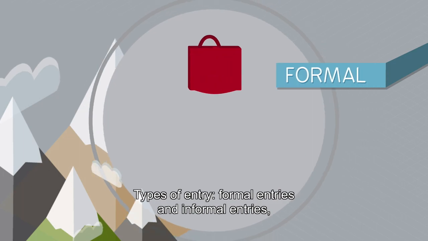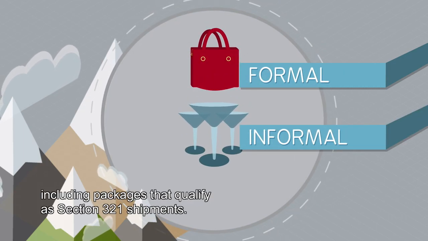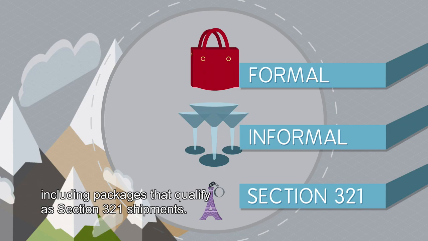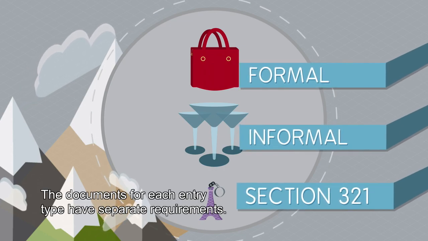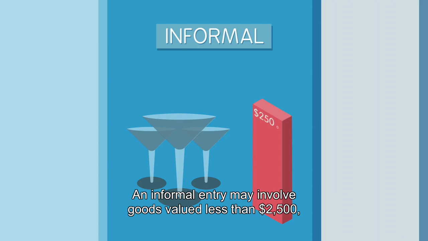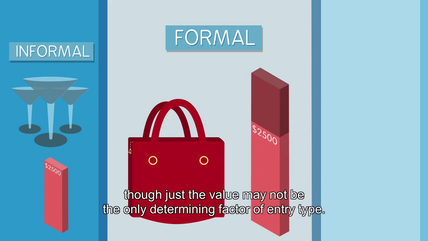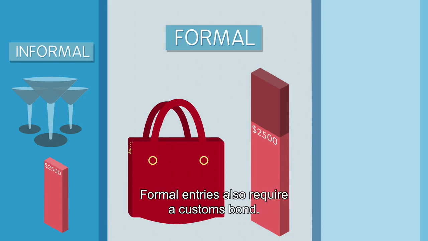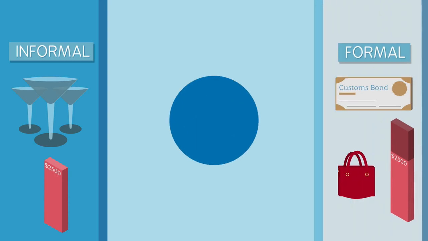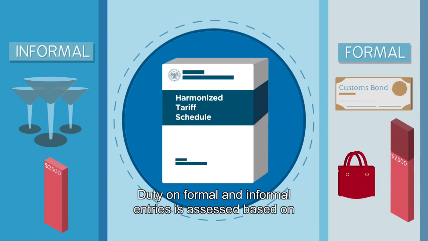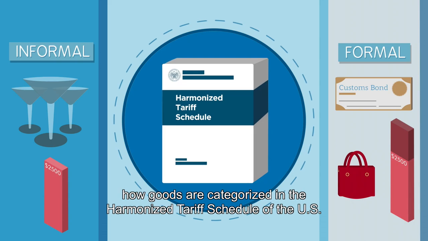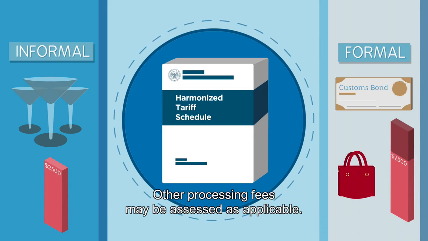Types of entry: formal entries and informal entries, including packages that qualify as Section 321 shipments. The documents for each entry type have separate requirements. An informal entry may involve goods valued less than $2,500, while a formal entry covers goods valued at $2,500 or more. Though just the value may not be the only determining factor of entry type, formal entries also require a customs bond. Duty on formal and informal entries is assessed based on how goods are categorized in the Harmonized Tariff Schedule of the U.S. Other processing fees may be assessed as applicable.